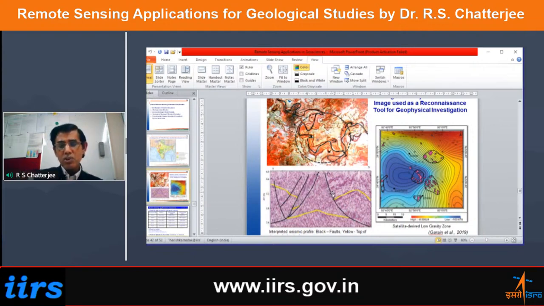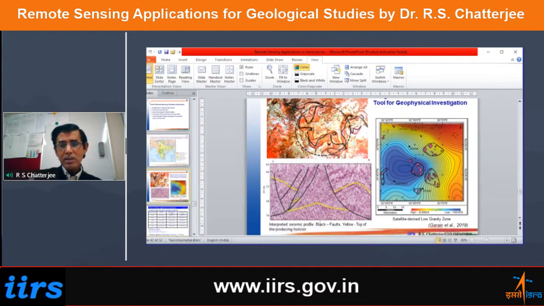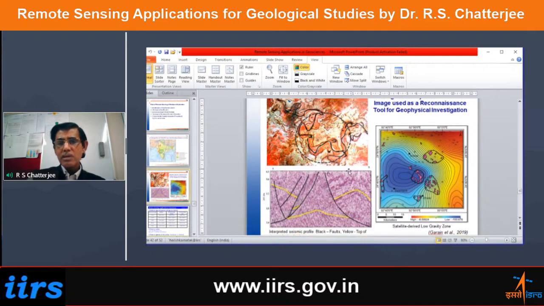Then you have to go for geophysical investigation. Okay, like here, the seismic profile. You see the seismic profile. From that, we can interpret the faults, and you see here the top of the productive zones is also identified. So this is done by ONGC extensively.